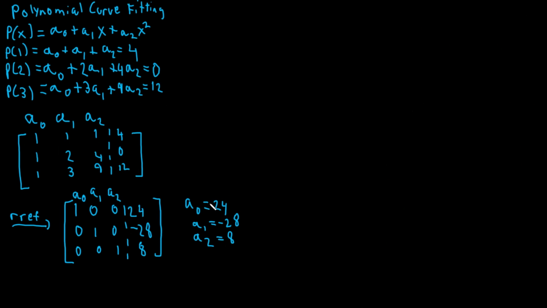Now that we have the values of all of the coefficients of our terms, we can substitute them back into our general form to arrive at our final polynomial. So here we would get that p of x is equal to a0, or the constant term, which we found to be 24, plus a1 times x, which we know is negative 28 times x. So instead of plus the term, it would be minus 28x, plus a2 x squared, which is going to be 8x squared. So this is the general polynomial that we'll arrive at after going through this process.